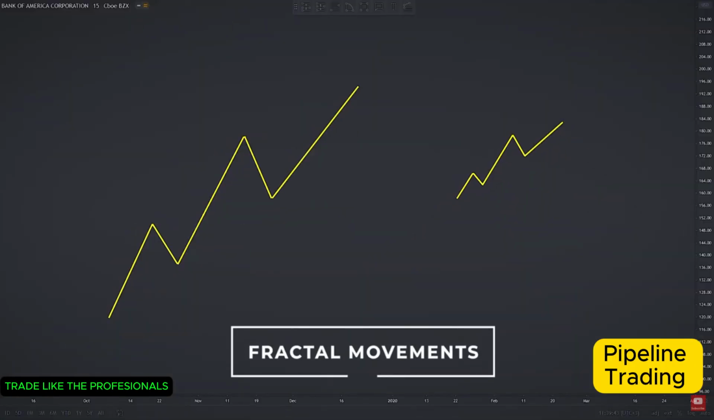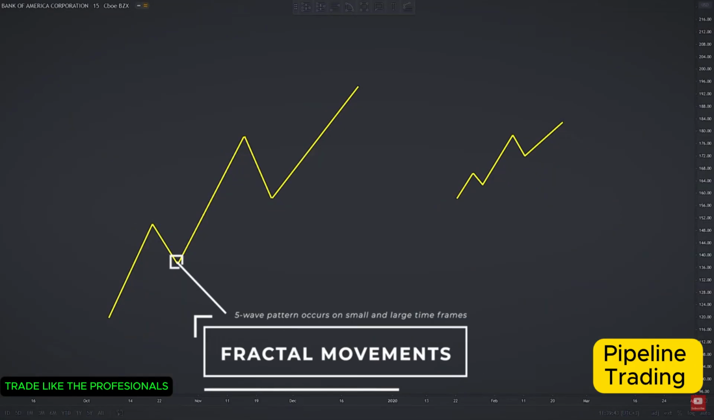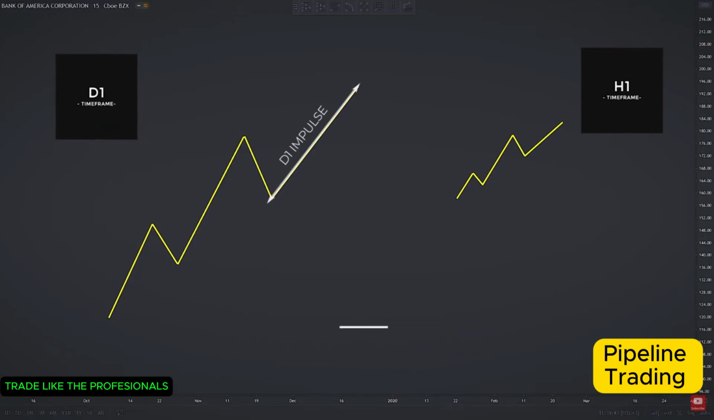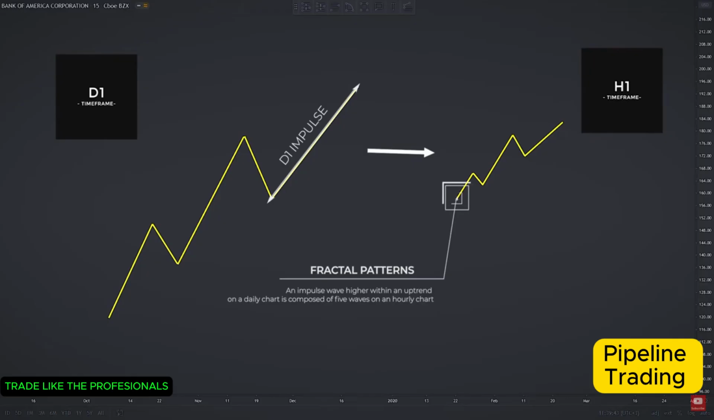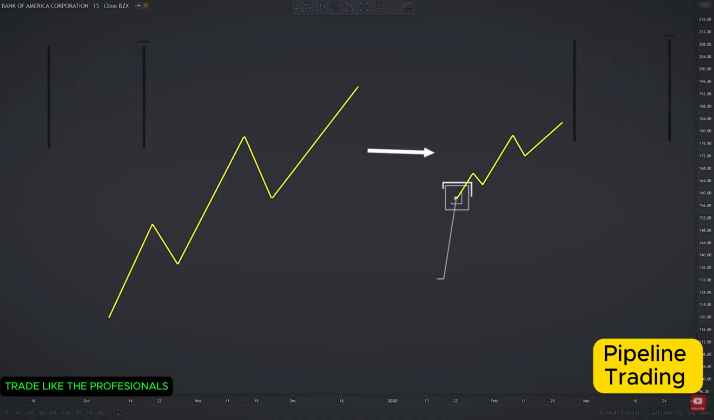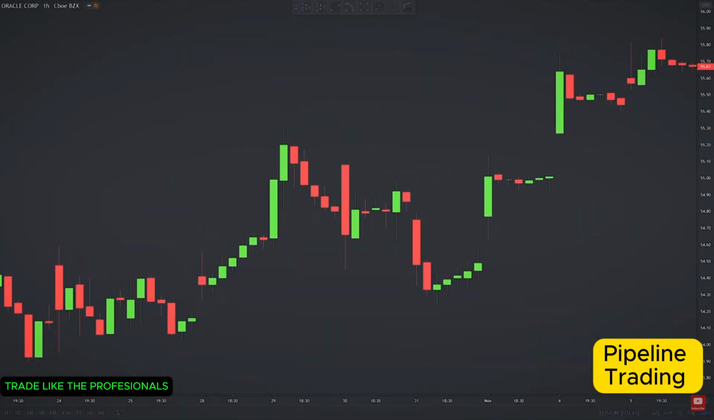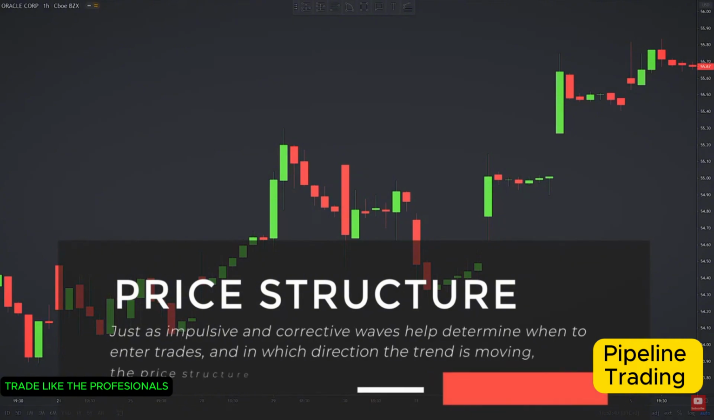Elliott also found that these patterns occur on small and larger time frames. For example, the first impulse wave higher within an uptrend on the daily chart is composed of 5 waves on an hourly chart. Also, corrective waves are composed of 3 smaller waves if viewed on a smaller chart time frame. Just as impulsive and corrective waves help determine when to enter trades and in which direction the trend is moving, the price structure can do the same.